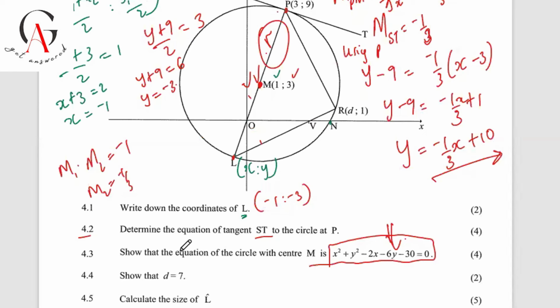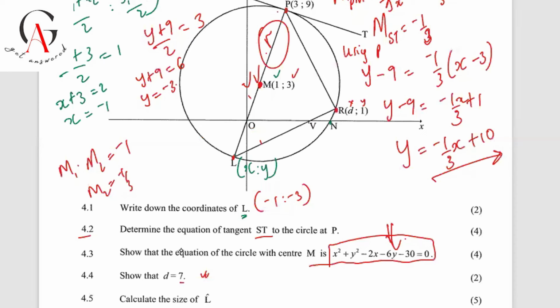Then 4.4, can we show that D is a 7? Where is D? D is on point R. So what we can do, we can use the equation of a circle since D is lying on the circle. Where there is Y, let's put 1, and then let's look for X. Would that be the easiest and quickest? I guess so. That is one approach, if we can use the equation of the circle.